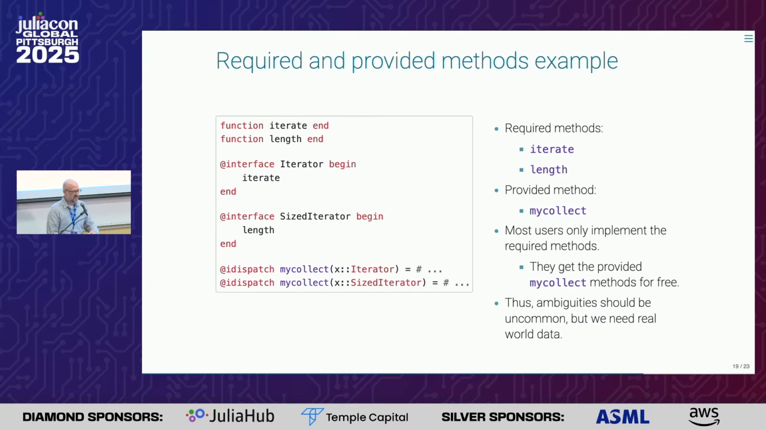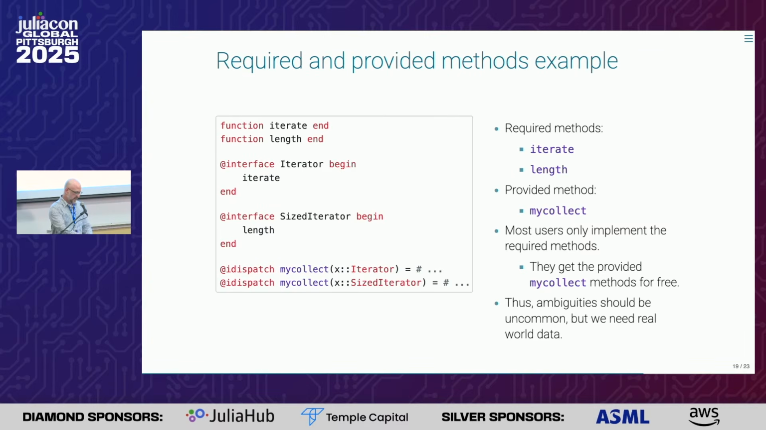So the iterator interface just has the iterate function, and the sized iterator interface extends the iterator interface with the length function. So the iterate function or method and the length function, those are the required methods for those two interfaces. So there's going to be dozens or hundreds of those implementations throughout the ecosystem, but they're usually on concrete types, and that's okay. So that doesn't really cause issues.